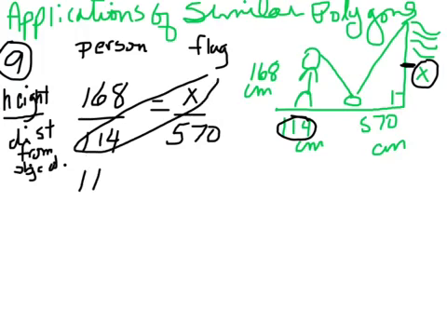I'm not going to work all this out for you. I'm just going to help set these up because you can finish this out for sure. If you're having trouble setting them up, this will help you get going. So if I cross multiply, I'll get 114x equal to whatever 168 times 570 is, and you'll need to solve for x there.